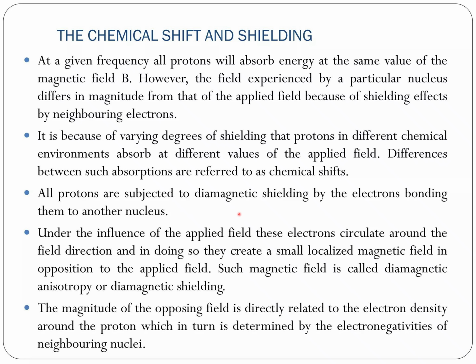All protons are subjected to diamagnetic shielding by the electrons bonding them to another nucleus. Under the influence of the applied field, these electrons circulate around the field direction, and in doing so they create a localized magnetic field opposite to the applied field. Such a magnetic field is called diamagnetic anisotropy or diamagnetic shielding. Actually, shielding is happening due to the electrons. The magnitude of the opposing field is directly related to the electron density around the proton, which is in turn determined by the electronegativities of the neighboring nuclei.